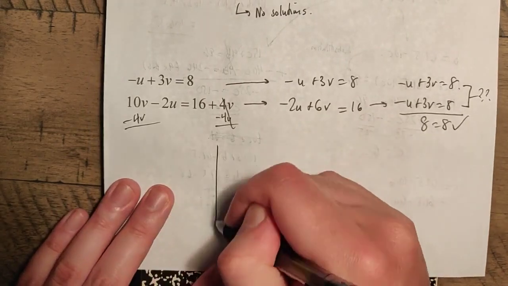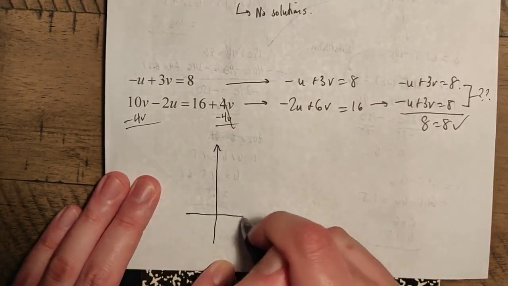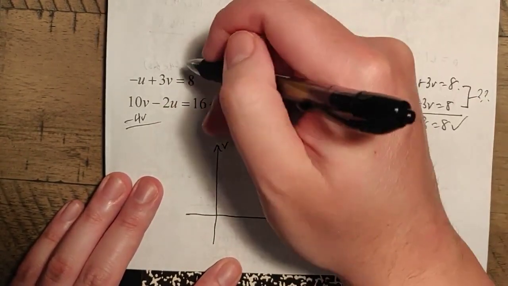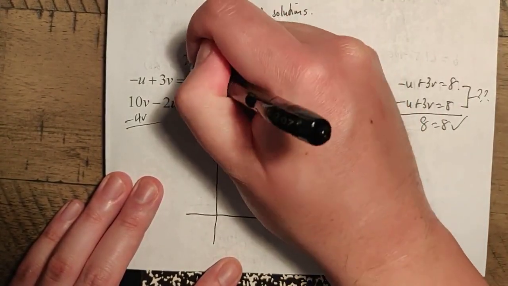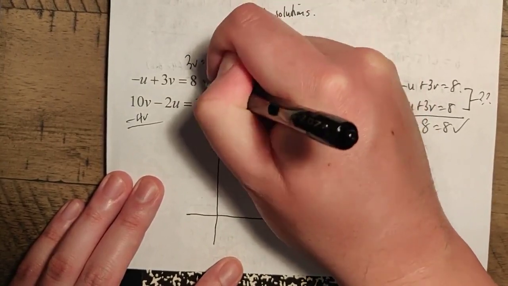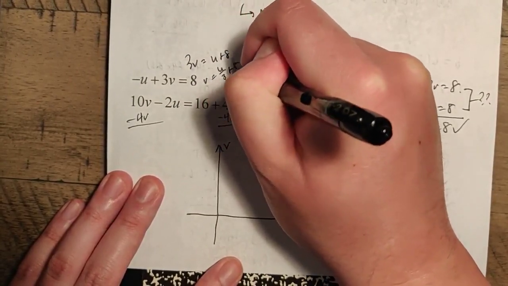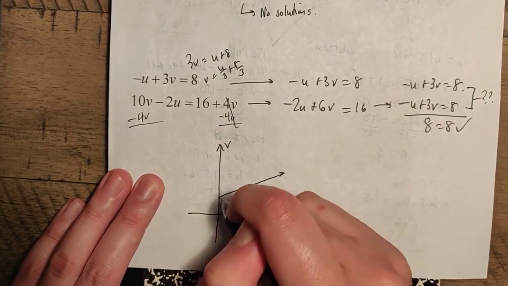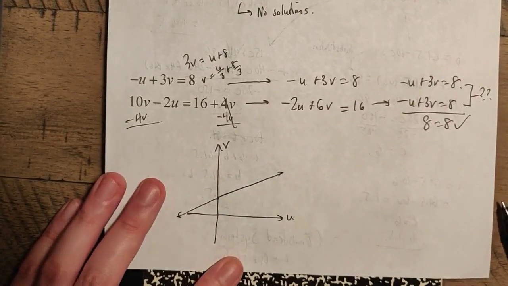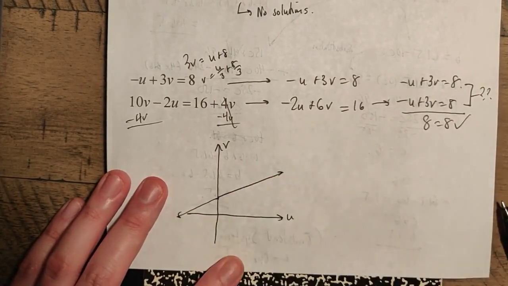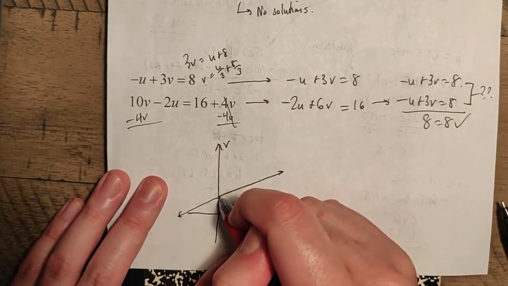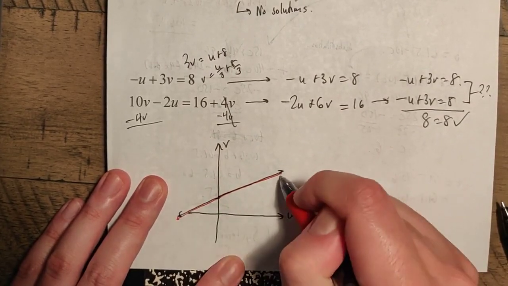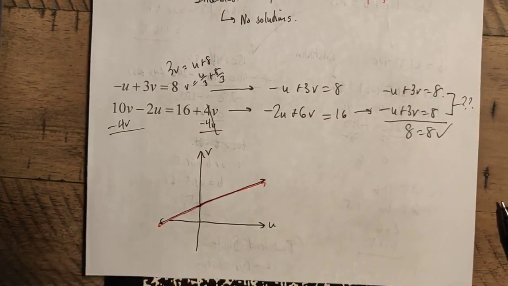And if we were to graph this in the UV plane, we can say that this is u, this is v. This equation becomes 3v equals u plus 8, so v equals u over 3 plus 8/3. So now we're going to have a line that looks like this. It turns out both of our equations are going to look something like this. Both of them are actually this entire line, right? So in fact, there are infinitely many solutions.